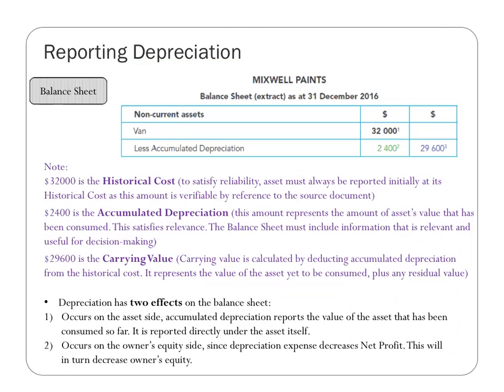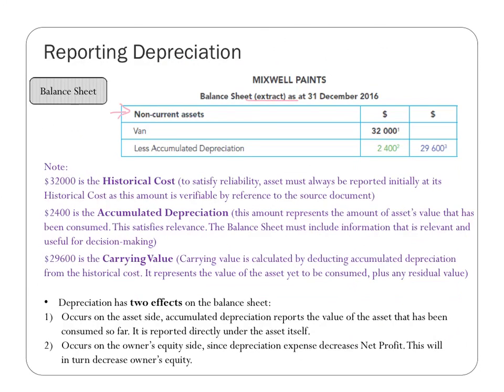Alright, what about the balance sheet? Instead of giving you an entire balance sheet, what I've done here is just to show you an extract of a balance sheet. An extract on the asset side, under the heading of non-current assets, because these are the assets that need to be depreciated. Under the heading of non-current assets, you have a van that's worth 32,000. This is the historical cost, the initial cost, how much the van was bought for.